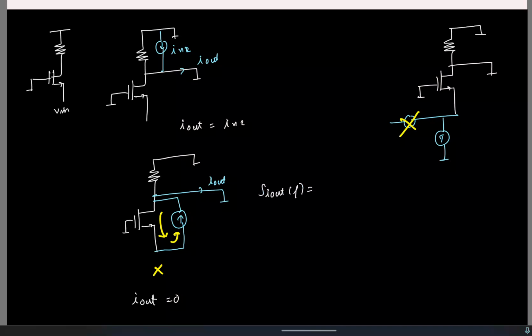So my S_Iout(f) is 4kT/R. The last step is to find the transfer function from my input current to the output current. What is the transfer function? This is Iout. It's 1, it's basically a current buffer. I assumed infinite R0, so no need to worry. This entire current will flow. So my IN is the same as Iout here. So my input referred noise current power spectral density is the same.